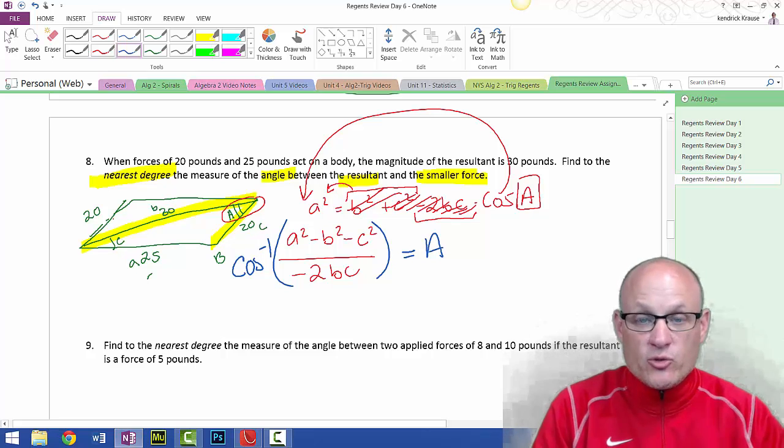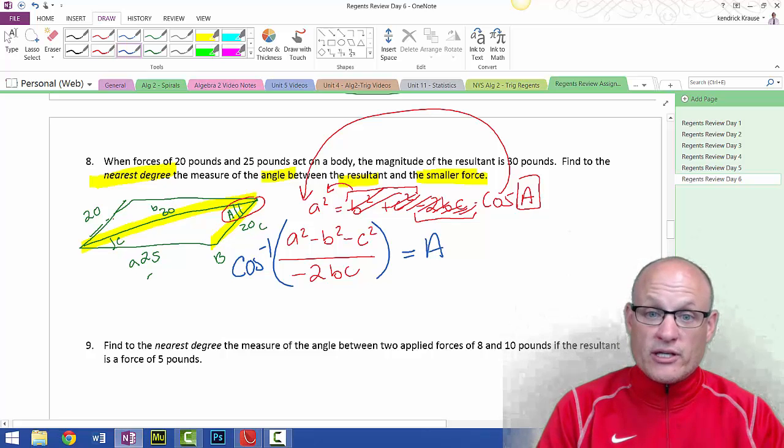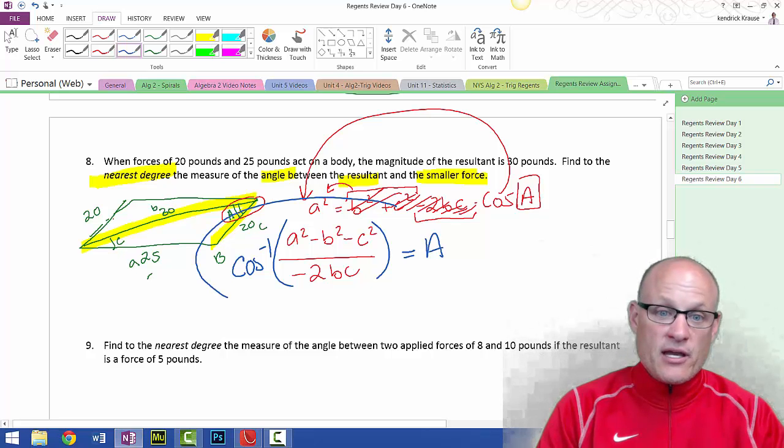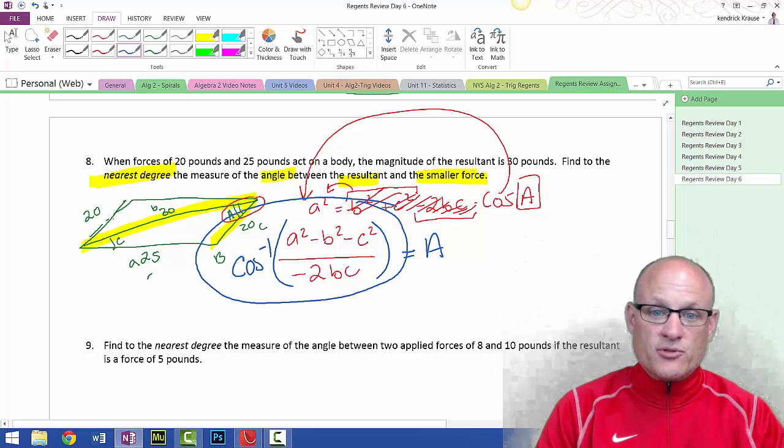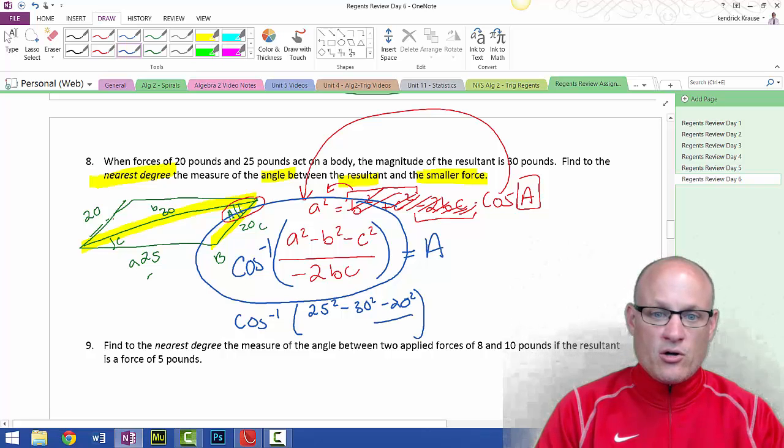Now the beauty of doing this, if you can get comfortable with this, is that you can just type all of this stuff right here into your calculator once you get the numbers in. So cosine negative 1 of 25 squared minus 30 squared minus 20 squared, all over negative 2 times 30 times 20.